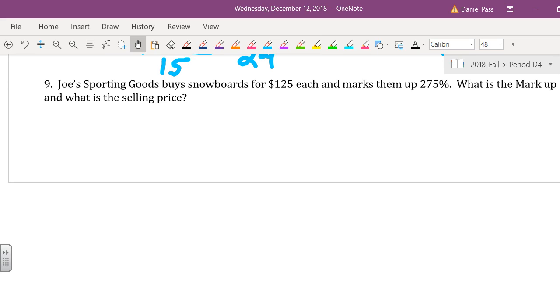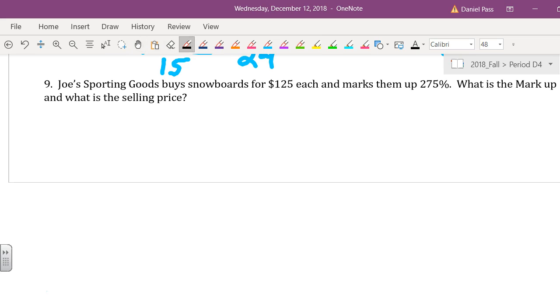Okay. Would you like me to read it, or you want to read it? I can read it. Joe's Sporting Goods buys snowboards for 125 each and marks them up by 275%. What is the markup and what is the selling price? Making money over there at Joe's Sporting Goods store. Okay.